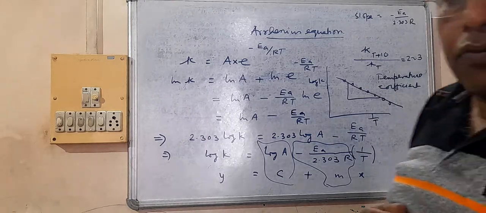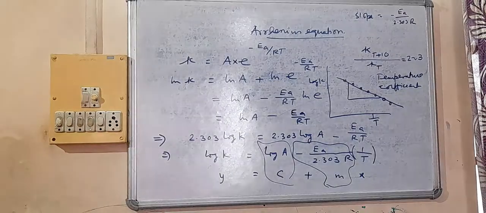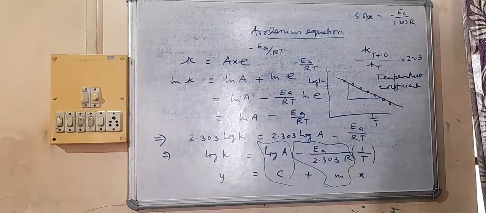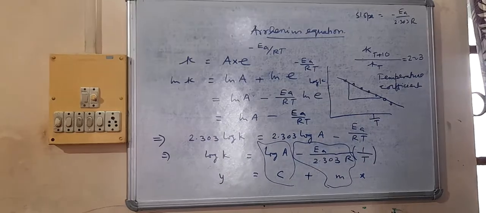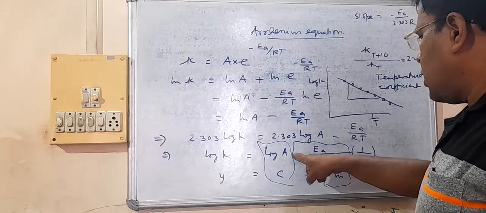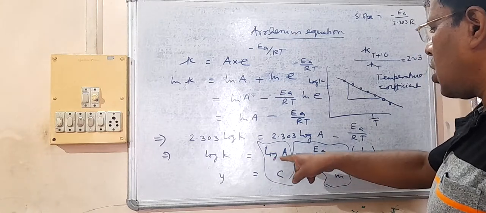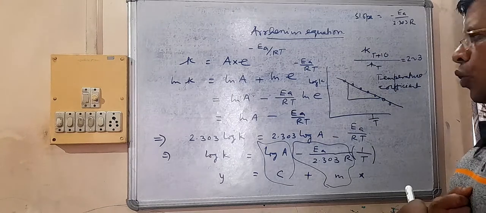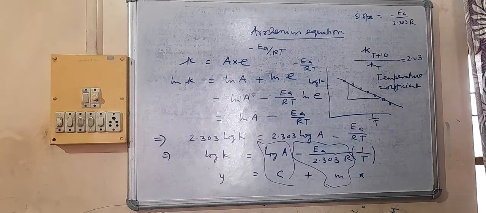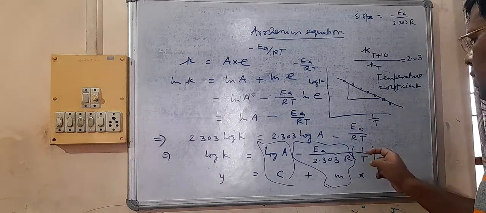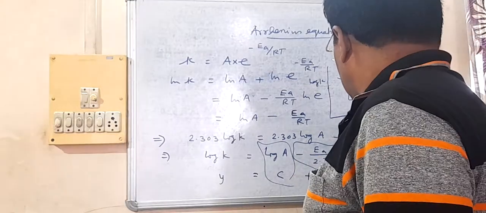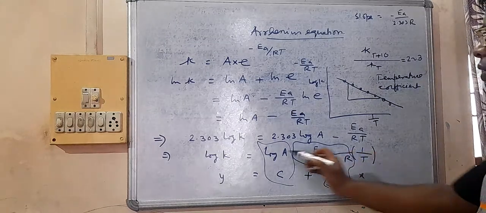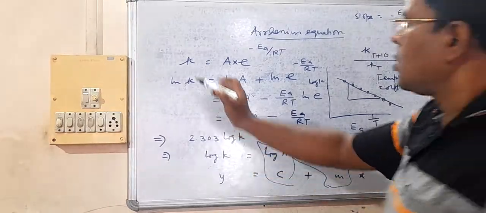And another way is without graph. Without graph, how can we determine activation energy of the reaction? That I am showing you now. Let us write this Arrhenius equation in logarithmic form for two different temperatures. Let us write for temperature T1. When temperature is T1, the rate constant will be K1, suppose.